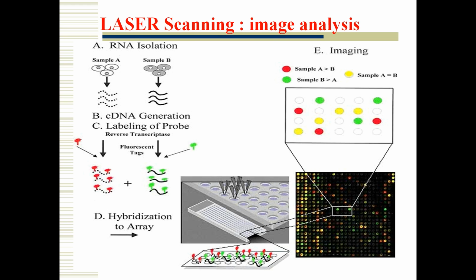You can see that a virus or any samples are isolated, like samples A and B. They are combined with cDNA generation. Then labeling of the probe by reverse transcriptase enzyme. They will be tagged with fluorescent tags, maybe color tags, and hybridized to the array. Later, these are placed on a slide which is read by the scanner, and later they are reflected over a screen, etc.